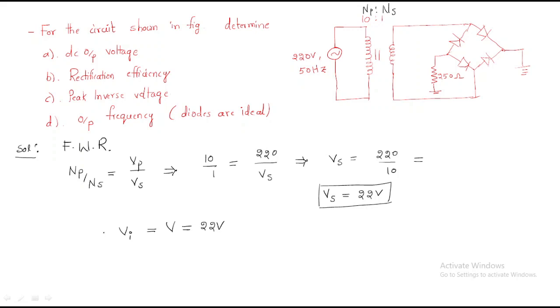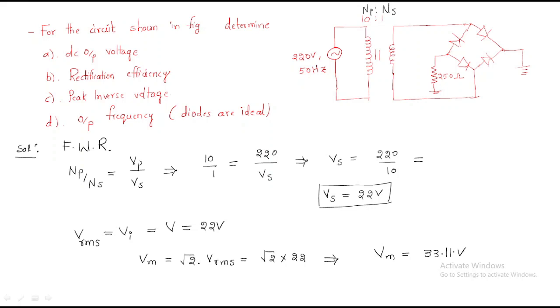Yes. But the given voltage is directly the RMS value. From this we will find out the maximum value. Maximum equals root 2 into RMS voltage. The maximum value is root 2 times RMS, which is 22. So by doing this we will get the maximum voltage equal to 31.11 volts. Okay.